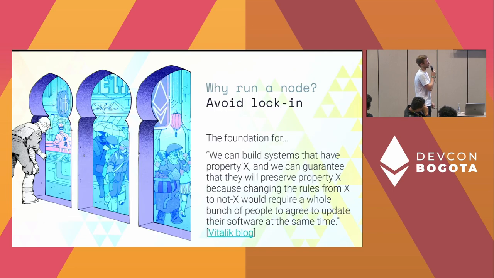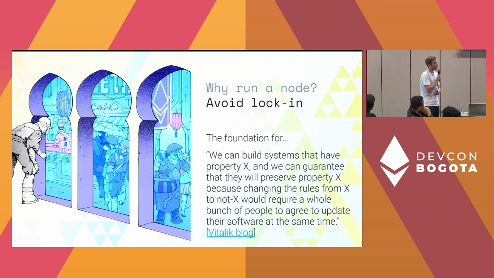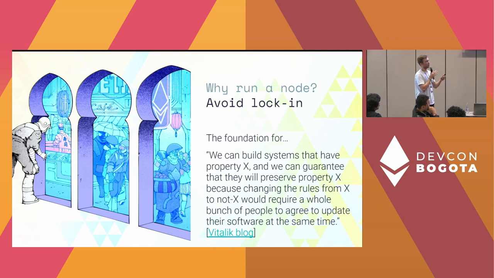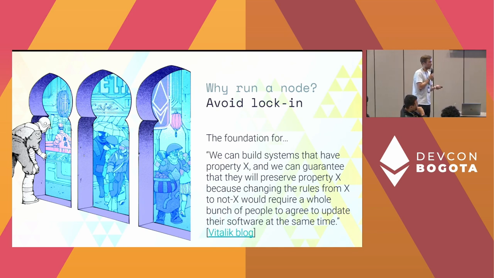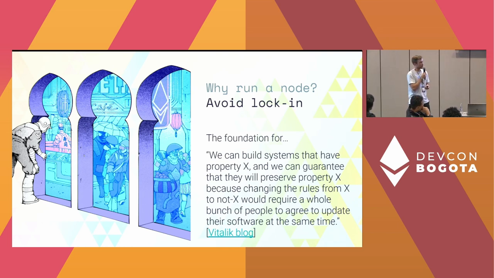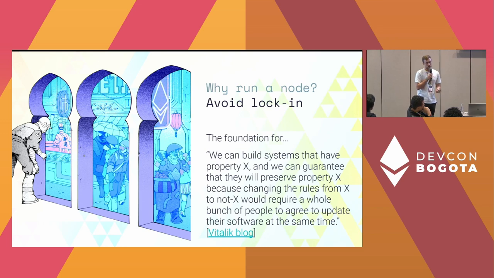Okay, another big reason is to avoid lock-in. This has to do with the problems of Web2 that we talk about a lot, centralization. Having a decentralized network of nodes helps keep Ethereum from being locked into maybe a small group of developers or teams. And it also enables additional systems to be built on top of Ethereum and have these properties. So if you build a system on top of Ethereum, and it's designed in the right way, a property can only really be changed if all the users and participants want that property to be changed. When we talk about forkability, this is what we mean.